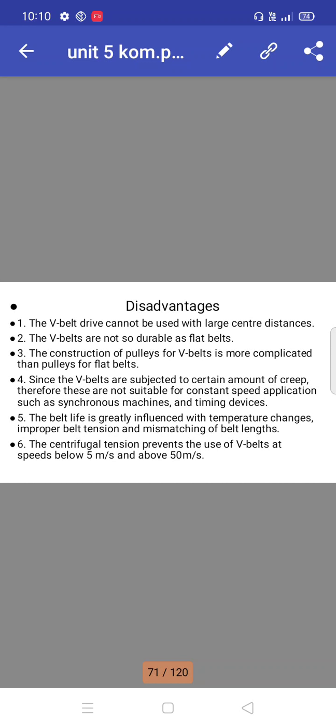Disadvantages. The V-belt drive cannot be used with a large center distance, and V-belt drives are not so durable as flat belts. The construction of pulleys for V-belts is more complicated than pulleys for flat belts. Since V-belts are subjected to a certain amount of creep, these are not suitable for constant speed applications such as synchronous machines and timing devices.